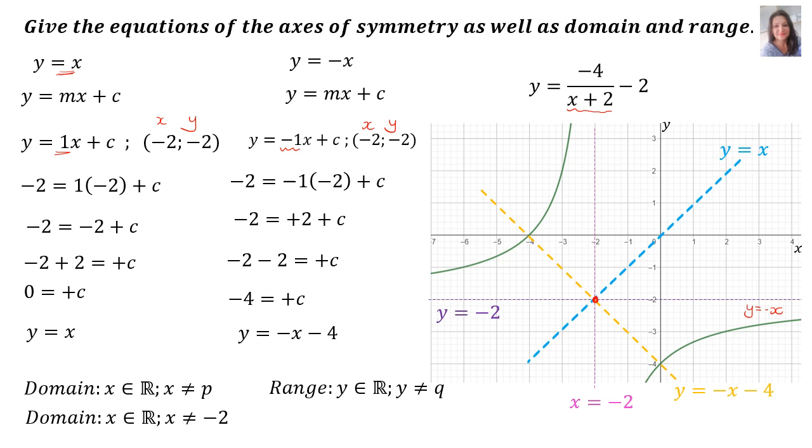And then the range, y is an element of the real numbers. Y cannot be equal to q. Q's value is -2, and remember, q is the horizontal asymptote. Therefore, the range is y is an element of the real numbers. Y cannot be equal to -2.